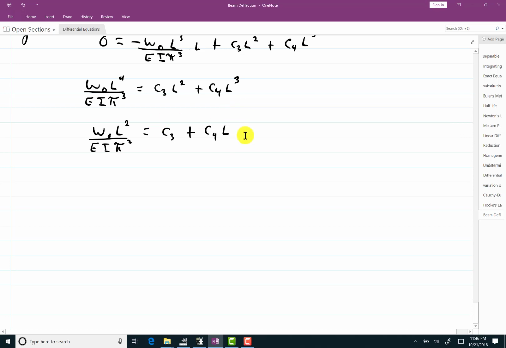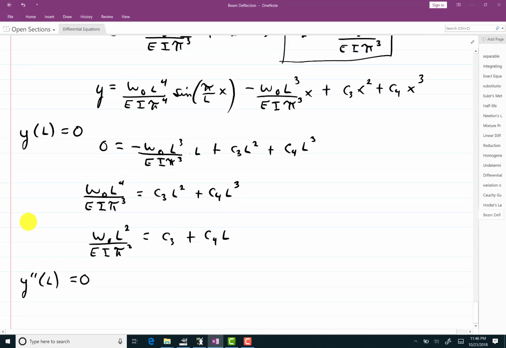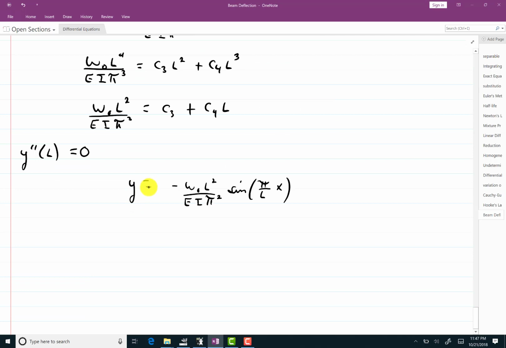So I'll use that. Another boundary condition was y double prime of L was equal to 0. Let me have my y double prime back. And then C3 was attached to x squared, so we're going to get 2C3. C4 was attached to x cubed, so we're going to get 6C4x.